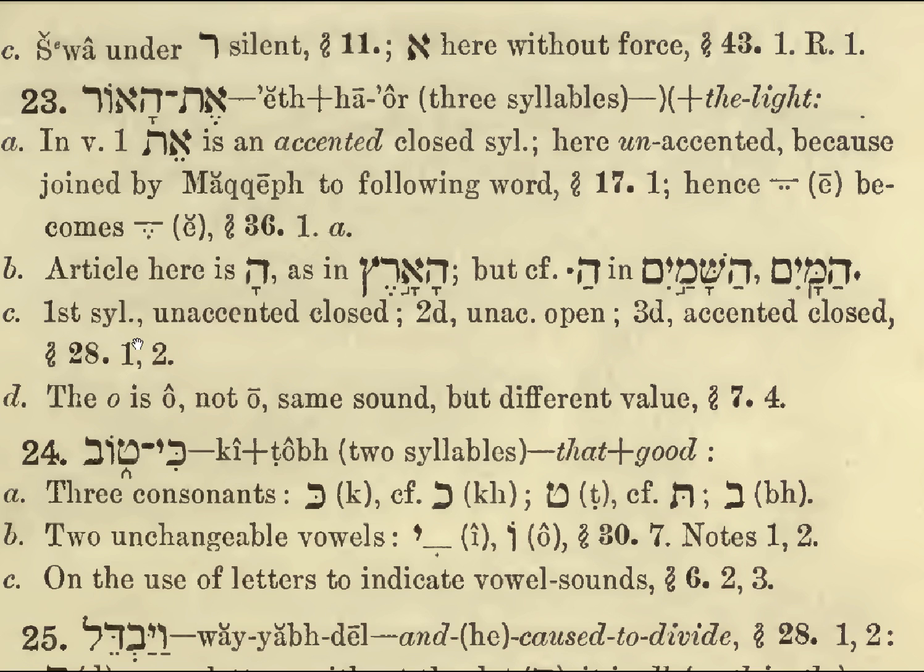The syllables themselves, the first syllable is closed, unaccented. The second syllable, ha, is open. This aleph here is functioning as a vowel. And the third, or, has the accent and it's closed with a r. So, et ha-or.